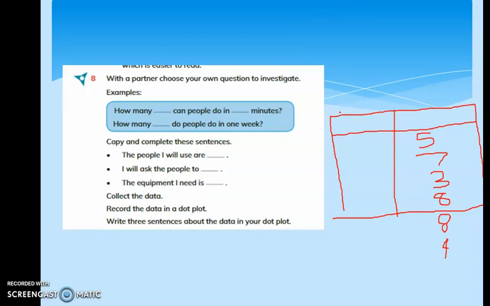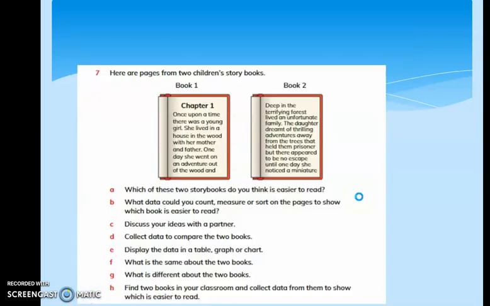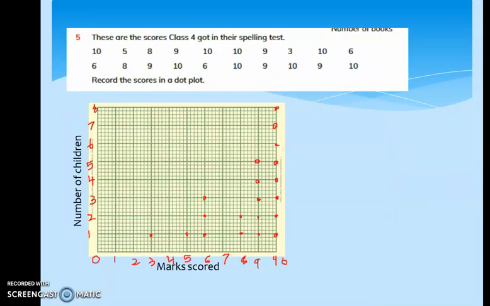Then look at the dot plot and make 3 sentences about the dot plot. As mentioned here, 8 children have scored 10 marks. Then none of the children have scored 1, 2, 4 and 7 marks. The least marks scored is 3 by 1 child. These are the different observations that we have made based on this dot plot.